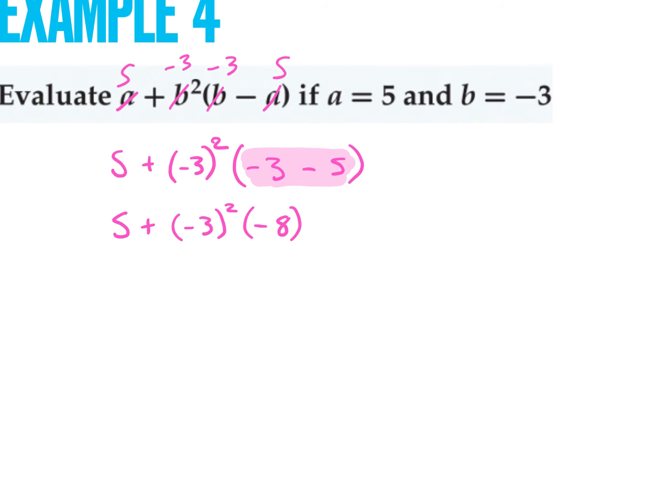Exponent. So negative 3 squared. What's negative 3 squared? 9. So I'm going to do the exponent next. Is it a positive 9 or negative 9? Positive, because a negative times a negative is positive. So negative 3 squared would be 9 times negative 8.